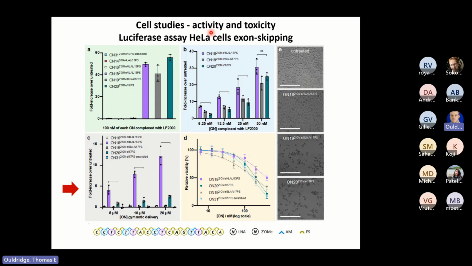So in the absence of an oligonucleotide, these cells don't express luciferase. But when you bind an oligonucleotide in a specific place on the pre-messenger RNA that has to make the messenger RNA, the splicing becomes correct and the cells express luciferase.